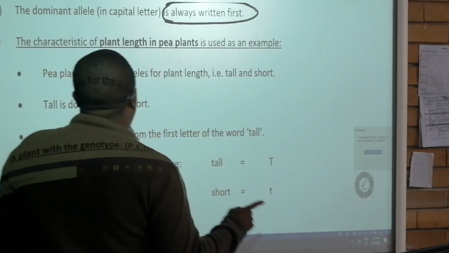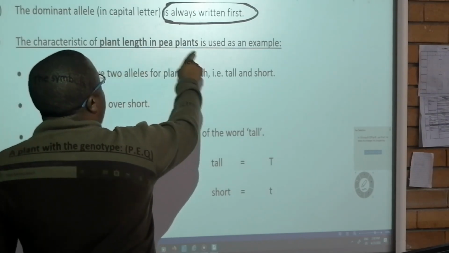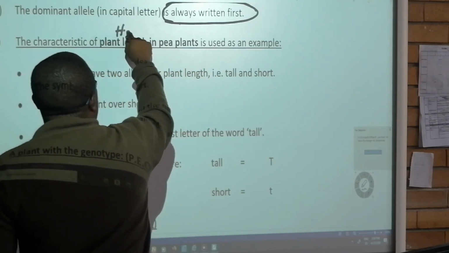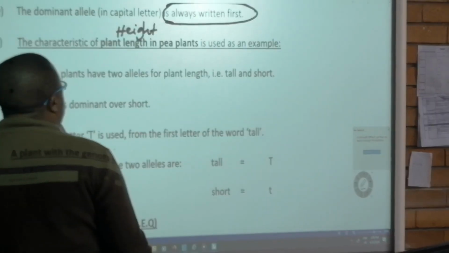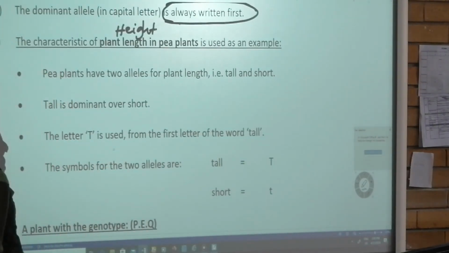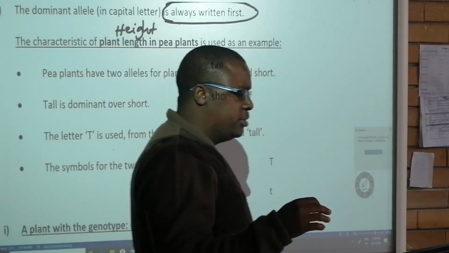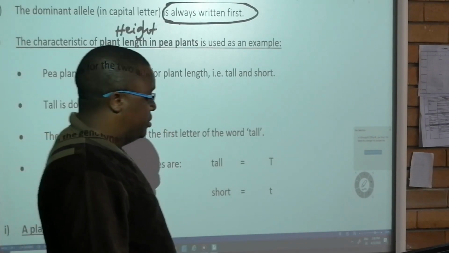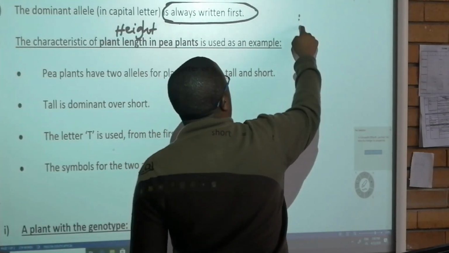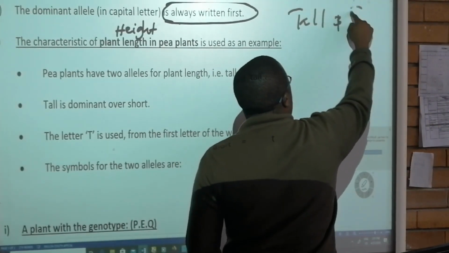Remember I was talking about pea plants and height. The characteristic of plant length, in other words, height. Height in pea plants, we're going to use it as an example here. Now pea plants, remember what we said, a few lessons back. We said that pea plants have two alleles. One calls for tall, and the other one calls for short.